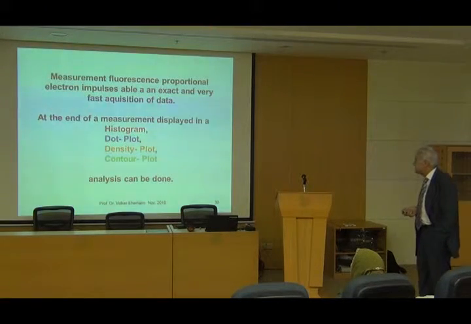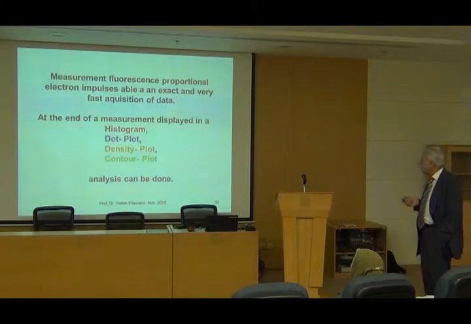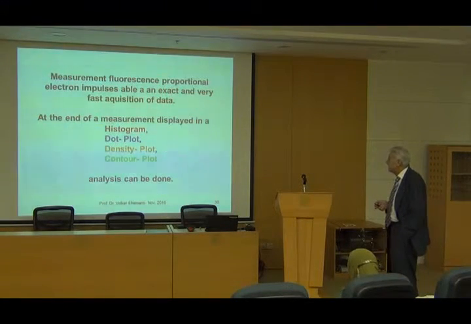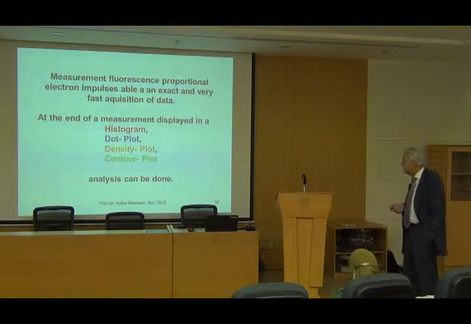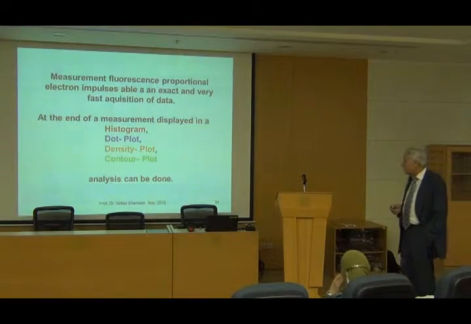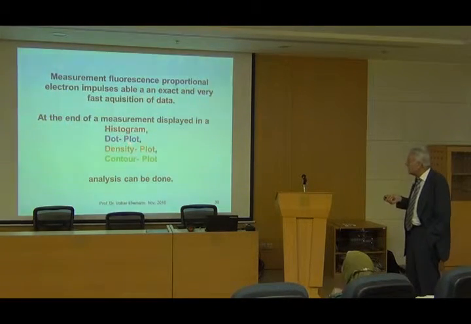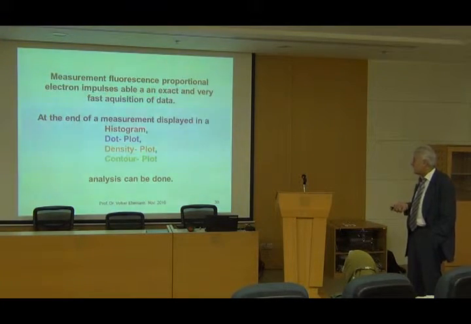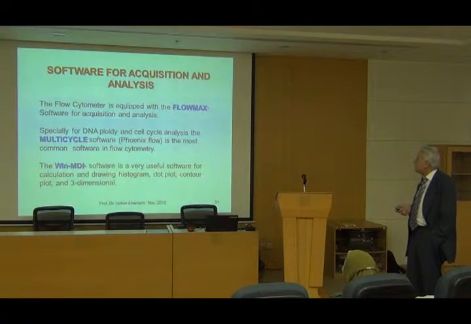The measured fluorescence is converted into proportional electrical impulses, enabling an exact and very fast acquisition of data. At the end of a measurement, displayed in a histogram, or a dot plot, or a density plot, or a contour plot, analysis can be done.